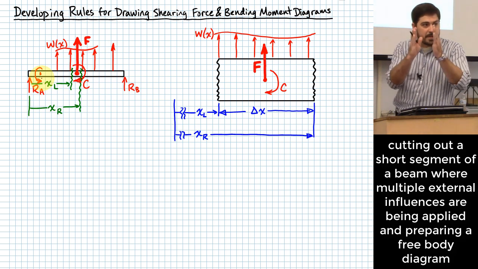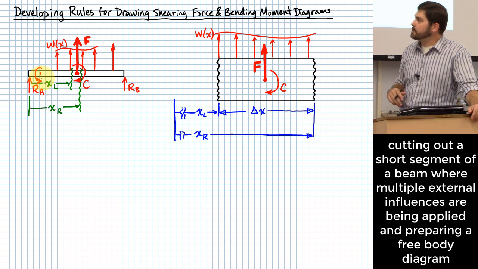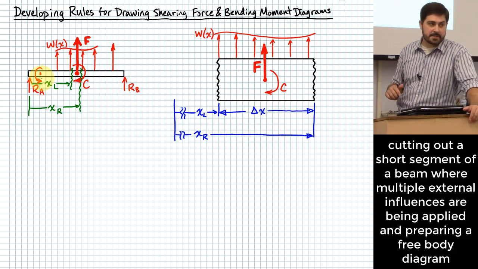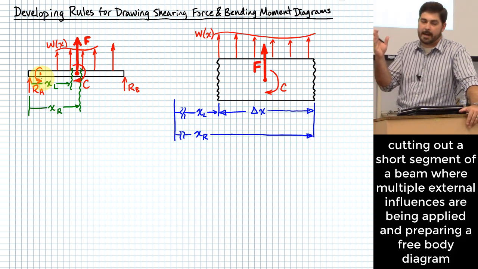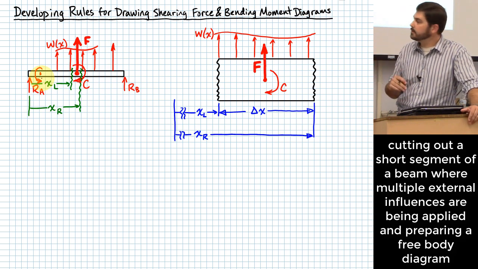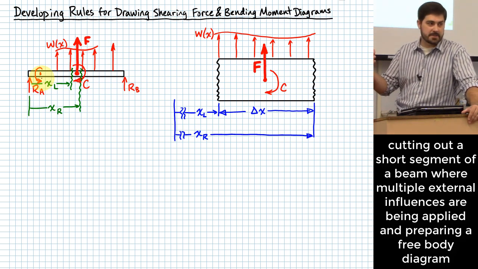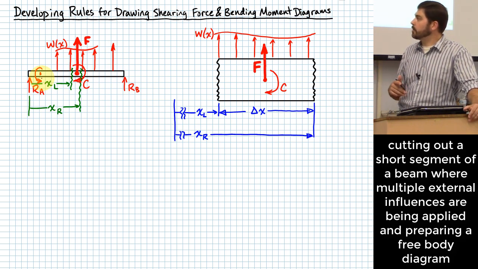So I've cut that beam out, and because I've cut it out, what do you think happens on the surfaces where I made the cuts? That's what we did before, right? Wherever we make a cut, we have to think about what happens at that cut. So what happens at those two cuts? There could be a shearing force at each of the cuts, as well as a bending moment, a concentrated moment that would be applied at each one of those cuts.